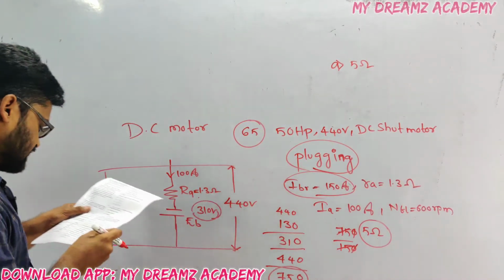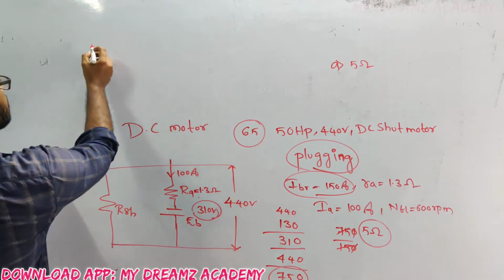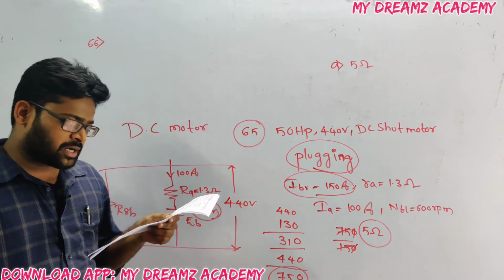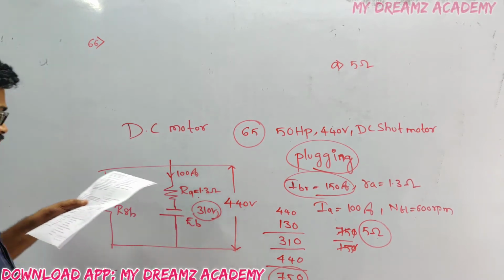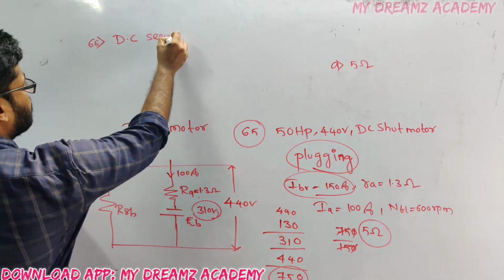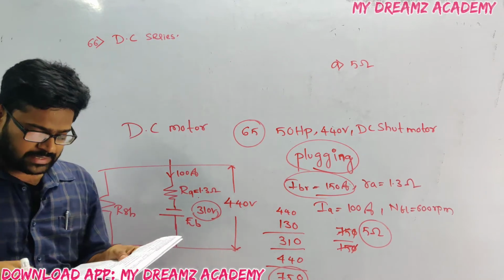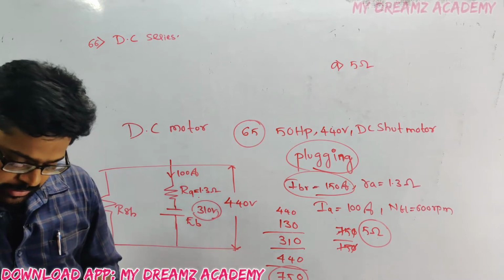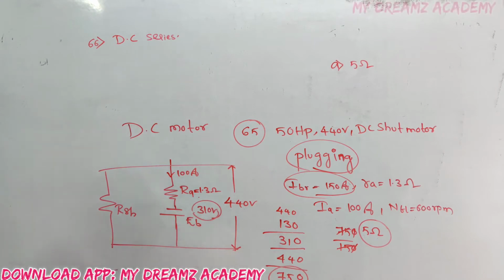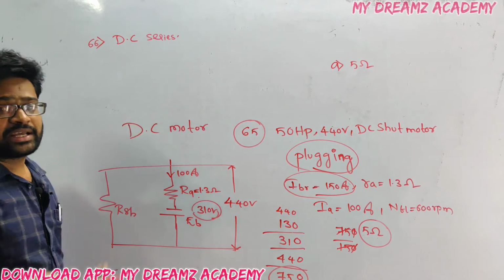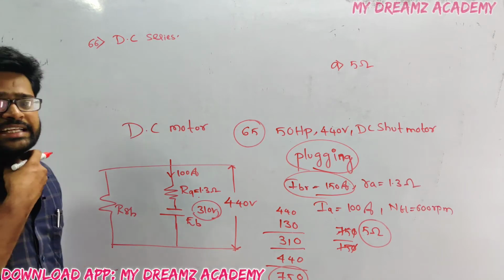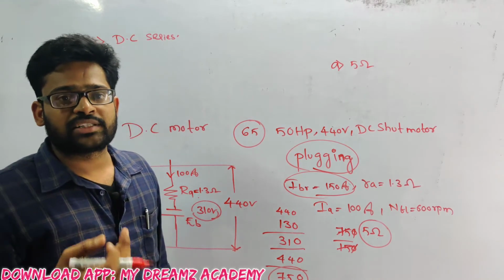Next, the 66th question: which braking is not possible in a DC series motor? In a DC series motor, we have different types of braking, that is regenerative braking, dynamic braking, rheostat braking and reverse current braking. In this, regenerative braking is not possible in a DC series motor. What is not possible?